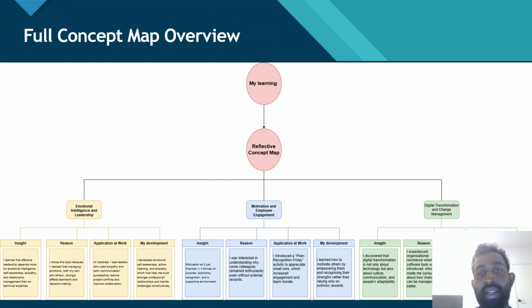Overall, this concept map summarizes how these three areas, emotional intelligence, motivation, and change management, come together to shape my professional identity as an adaptive and people-centered future leader.